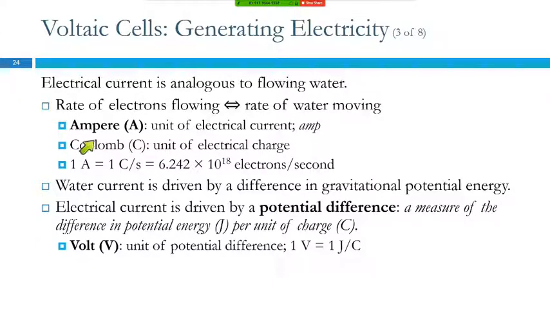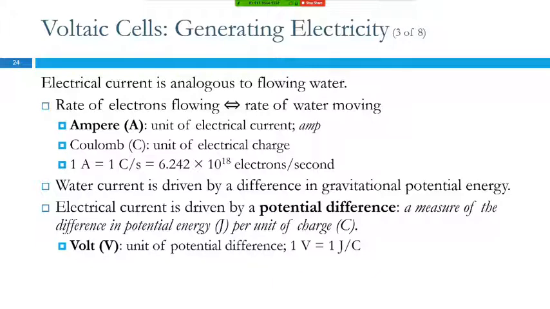So an ampere, abbreviated capital A, is a unit of electrical current. It tells us how fast the electrons are moving, and it's often referred to as an amp. Not an amplifier like you'd hook up to a guitar, but an amp. A coulomb is a unit of electrical charge.